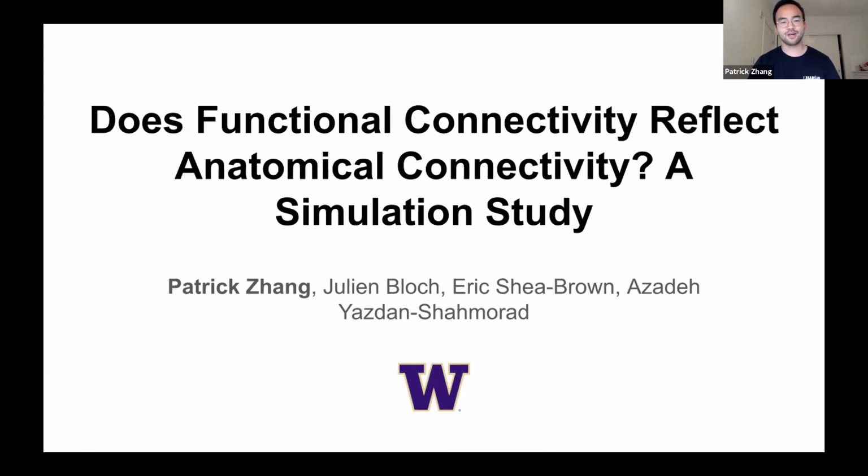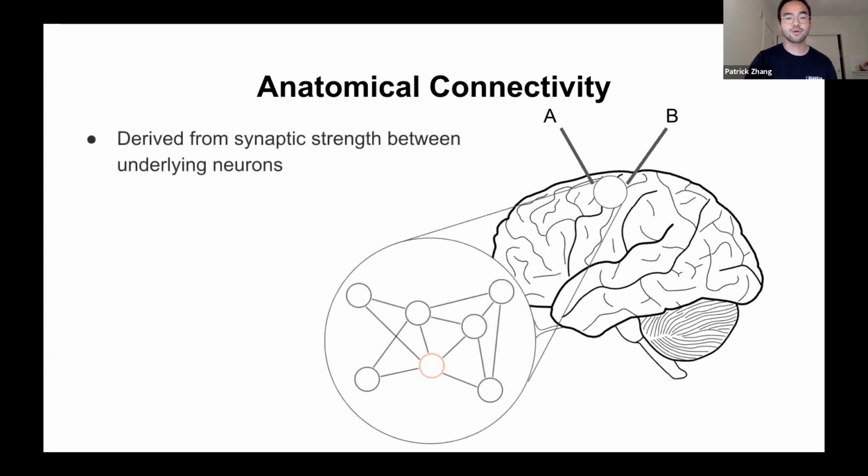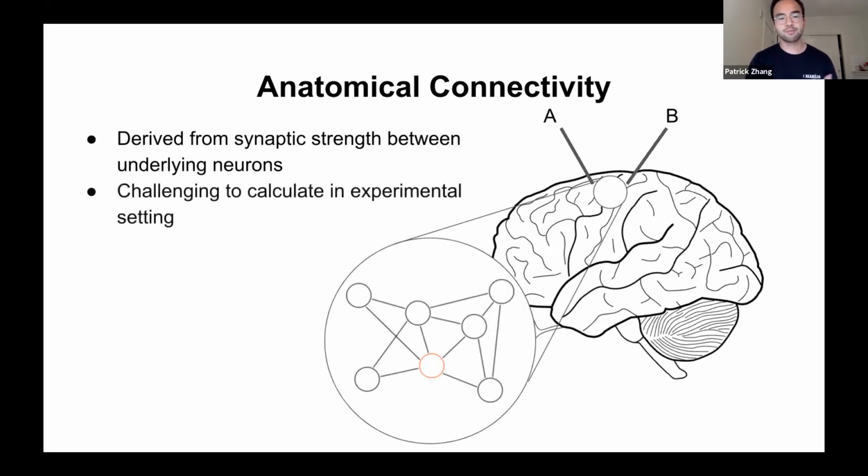And today I'll be talking about whether functional connectivity reflects anatomical connectivity and how we used a network simulation to study this relationship. So first, what is anatomical connectivity and why do we care? Well, if we're interested in the connectivity between two regions of the brain, A and B, one way to define this connectivity is by looking at the synapses from neurons in region A to neurons in region B. This is called anatomical connectivity, and it's probably pretty challenging to calculate in an experimental setting.